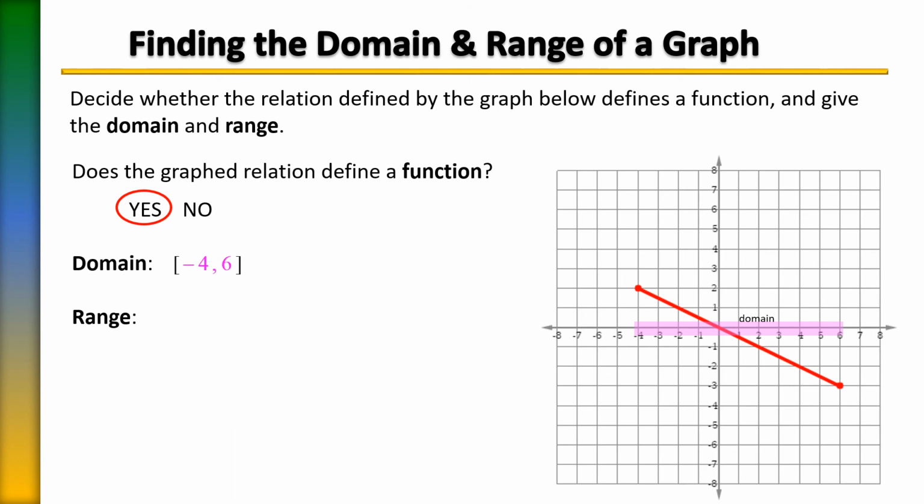Now let's find the range. We want to know how much it extends up and how much it extends down. Well, the lowest point on this graph would be -3, and the highest point on the graph would be 2. So therefore, the range would be from -3 to 2. And again, when we write our numbers, we write them from least to greatest. And there you have it, finding the domain and range of a graph.